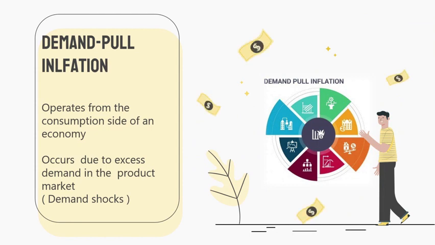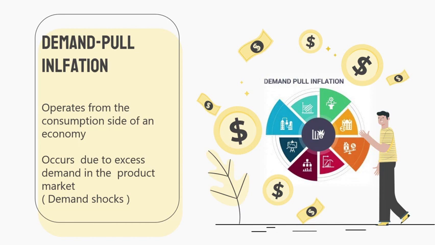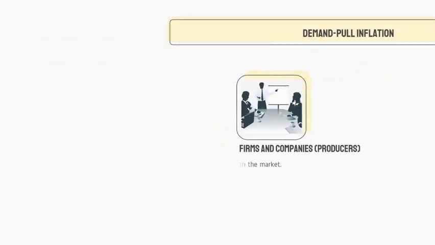Demand-pull inflation works in the reverse direction, operating from the consumption or demand side of an economy. This happens when the buyers of a product start to demand more of it. That is, there is excess demand in the market. These are analyzed under the heading of demand shocks. Naturally, the producers are motivated to increase the price of the good, which pulls up the price level in the economy.